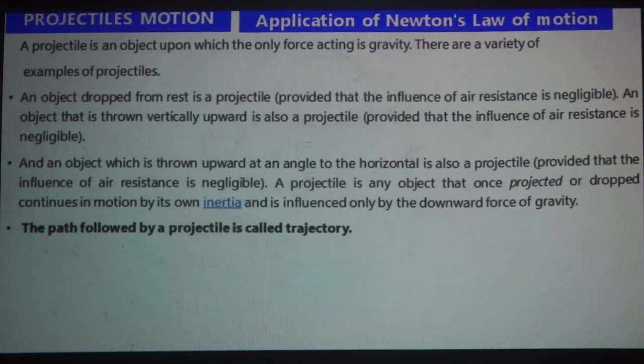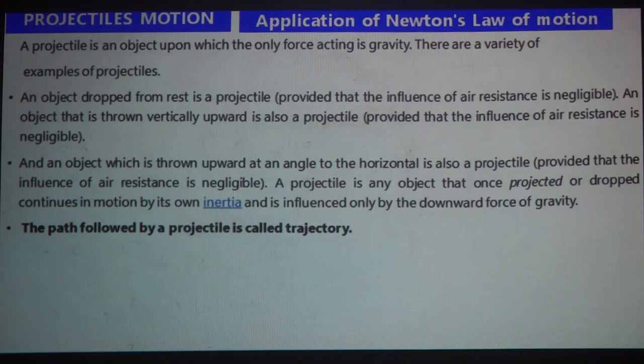Now the projectile motion. An application of Newton's laws is projectile motion, because Newton's laws are applied in projectile motion. So what do I understand by projectile motion? The projectile is an object upon which the only force acting is the force due to gravity. There are a variety of examples of projectile motion: a batted ball, a thrown football, a javelin thrown by an athlete. An object dropped from rest is also projectile motion, provided the air resistance is negligible. An object thrown vertically upwards is also projectile motion, provided the air resistance is negligible. An object thrown upwards at an angle to the horizontal is also projectile motion.